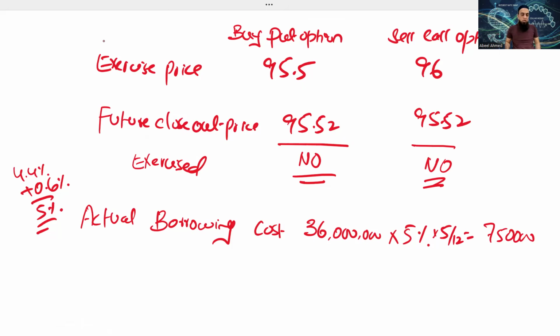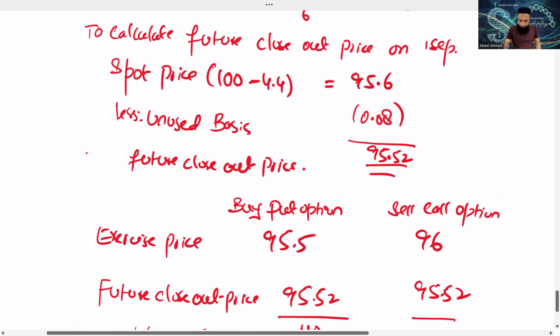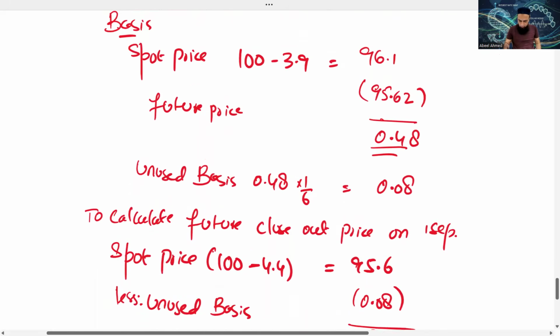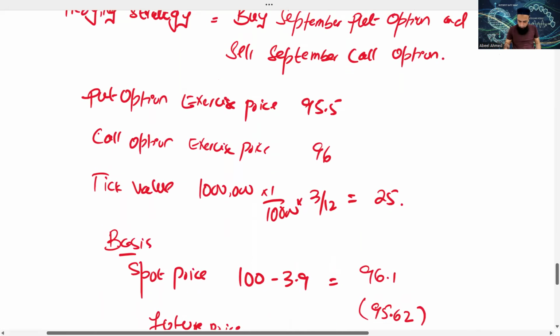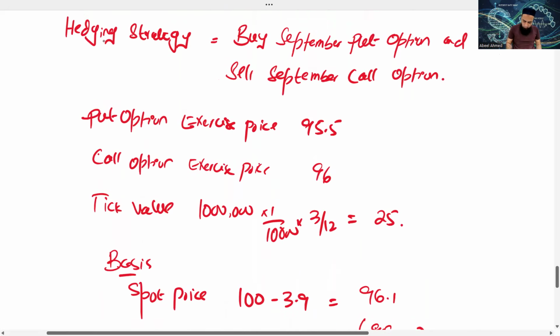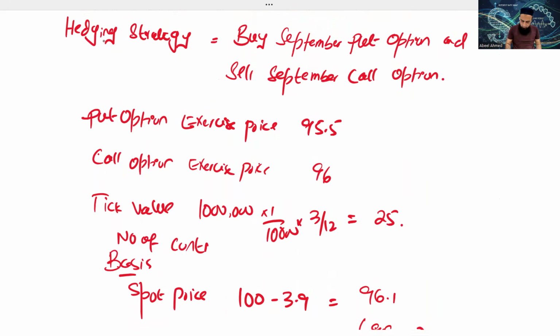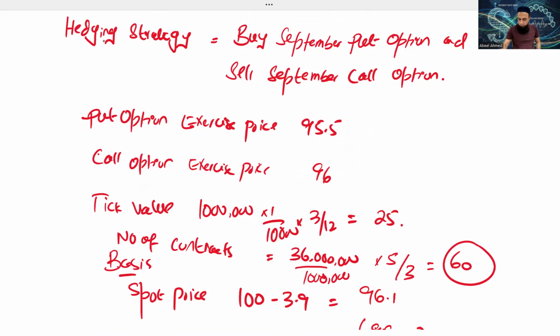Okay. Now we have to calculate the net premium which we have to pay. But before that, let us calculate the number of contracts, which we have not calculated, I believe. Number of contracts: 36 million, contract size is 1 million. Time period of borrowing is 5, 3 is a pure fact, which I have mentioned many times. Number of contracts we are getting is 60.